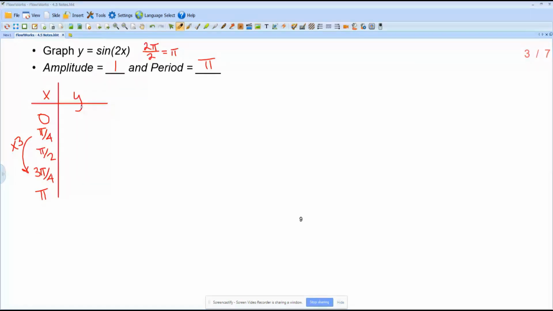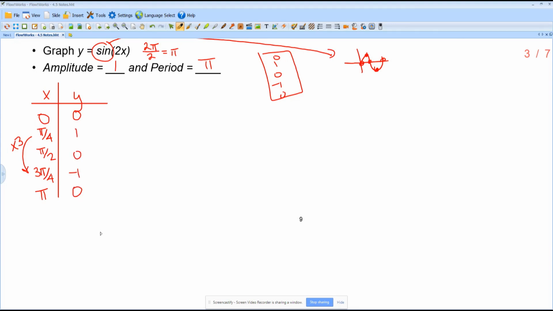In terms of my y values, those come from sine itself. So sine, if you think about the shape that sine has, goes 0, 1, 0, -1, 0. Those are its important values. So sine 0, 1, 0, -1, 0. This is stuff that you have to remember. And that's going to be my y's, 0, 1, 0, -1, 0.